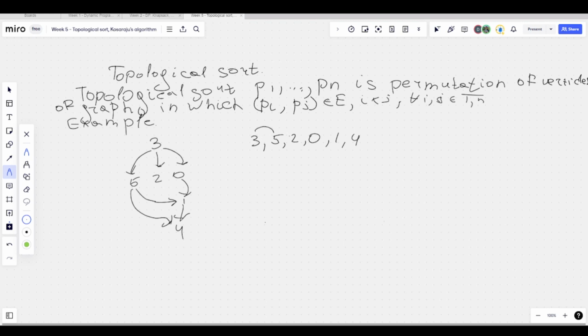Okay, you notice that we have edges going from left to right only in this sequence, and that's why it is a topological sort of this graph. I have an assignment for you.